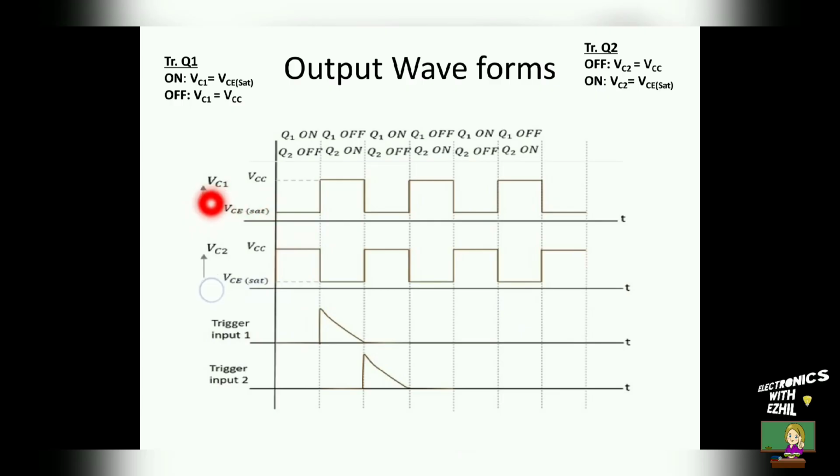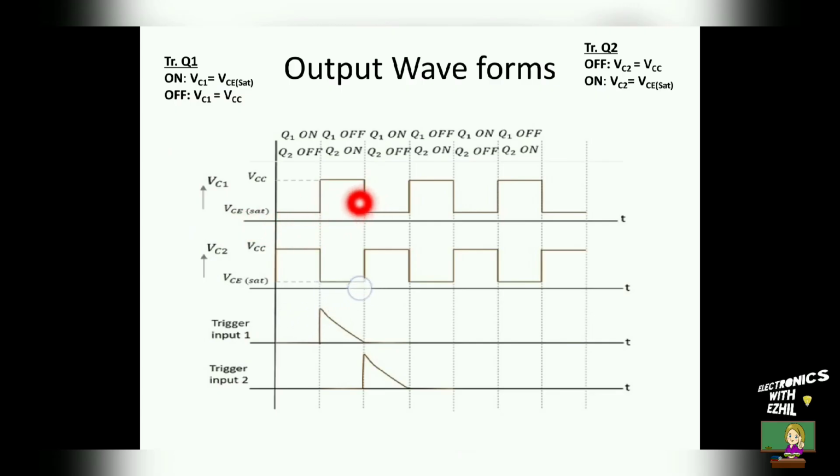Now we'll see how to draw the output of the transistor 1. For drawing the VC1, we should see the states of the transistor 1. So during the first time slot, the transistor 1 is at on state. When the transistor 1 is at on state, what is the output voltage? Which is VCE saturation. So the output of the transistor 1 will stay at VCE saturation.